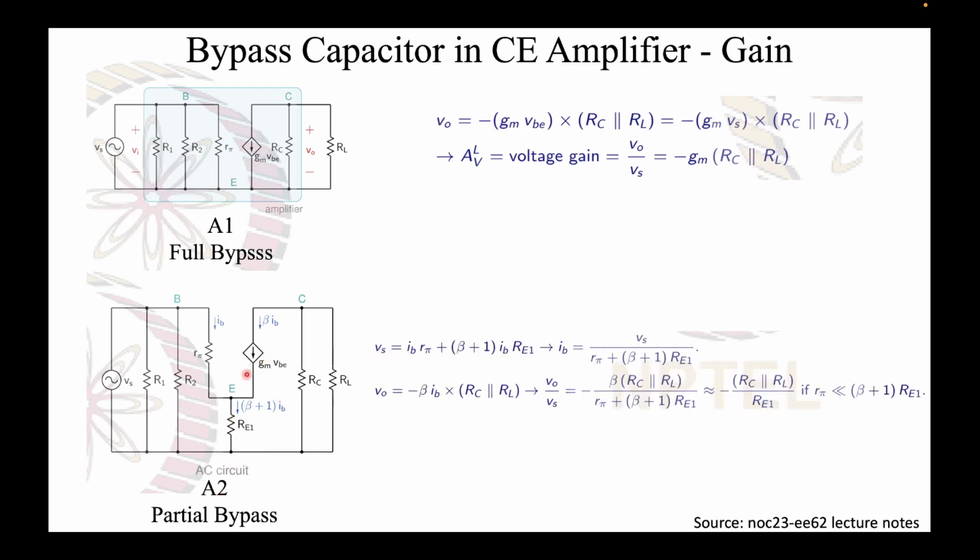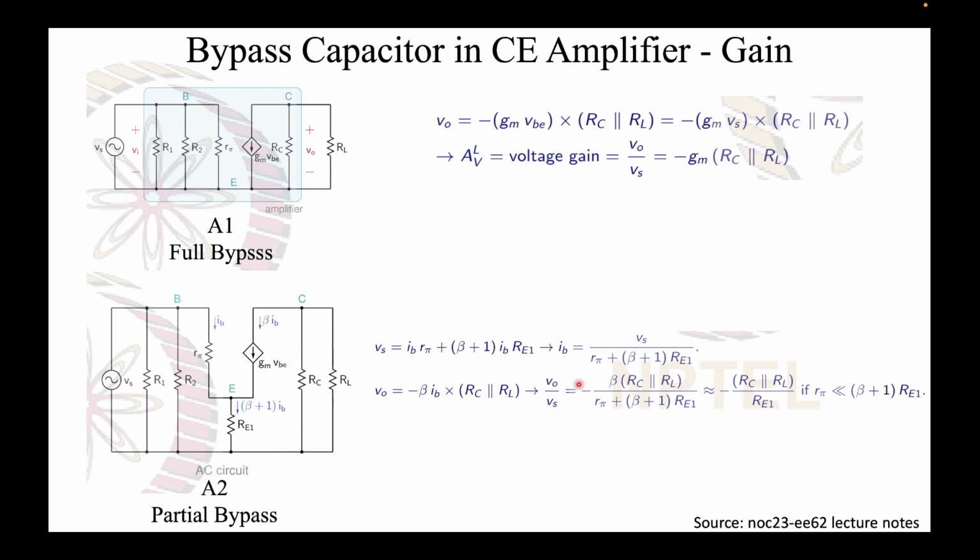So again I write the potential Vs. Now how do you write Vs? This is the potential of this node. This will be nothing but IB times R pi, the potential drop here, plus the potential drop here. The potential drop here will be (beta plus 1) IB, which is the current flowing through the emitter, times RE1. From this expression you can obtain the value of IB, and correspondingly V0 will be equal to minus beta IB, the current flowing, which will be IC, times RC parallel RL. The negative sign comes because of the direction the current is flowing.